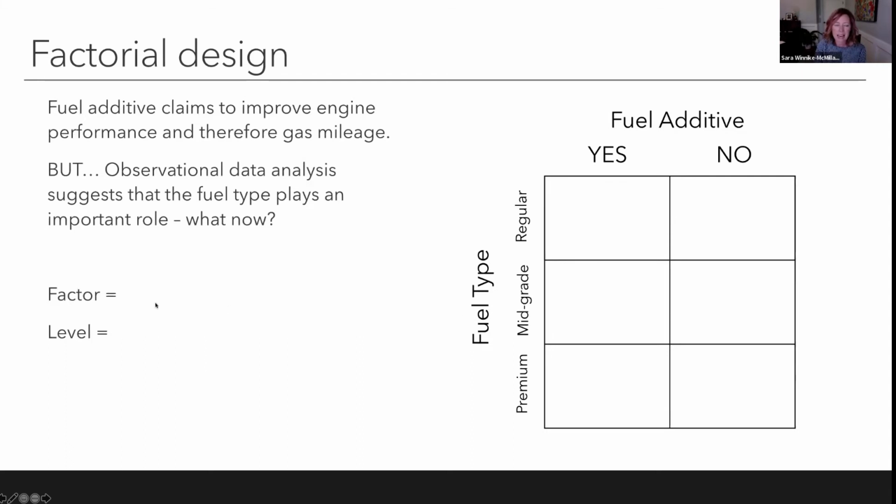So in this case, what is your factor? Or factors, maybe I should say. Go ahead and put in chat or raise your hand or whatever works out for you. Okay, everybody put something in chat. Thanks, Ariely. Fuel type and fuel additive is what she's saying. Does everybody agree with that?